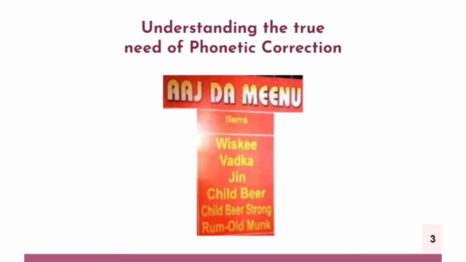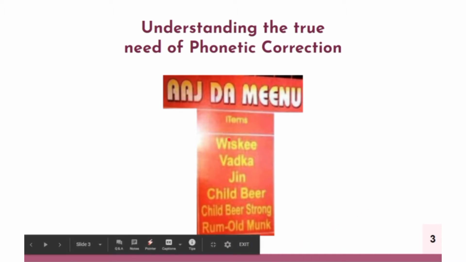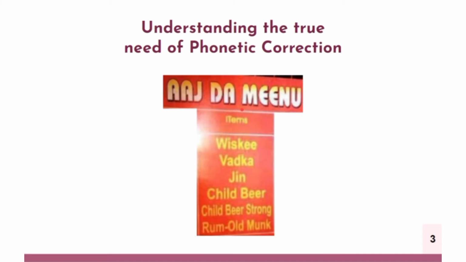Consider this picture. This picture is a simple menu card with many special items, as you can see. Firstly, our eyes go into this big heading that is Aaj Menu. Here the person actually wanted to write menu, but he has written M-E-E-N-U. And if we go ahead and check the other items on the list, the first one that we look at is whiskey, W-I-S-K-E-E. And further ahead, there is one special spelling, that is child beer.